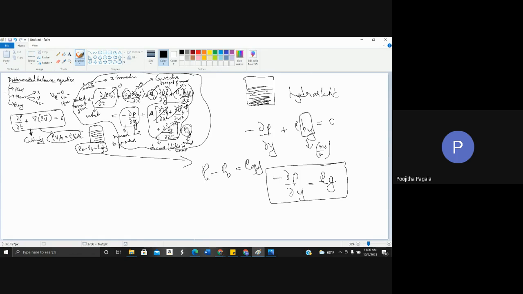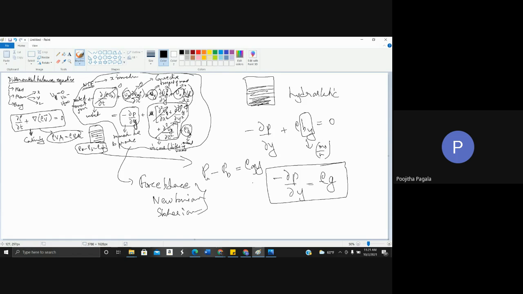So the Navier-Stokes equation is a differential momentum balance equation. In order to arrive at this Navier-Stokes equation, you essentially start with a force balance. And after making a force balance, you make several approximations. They include that the fluid is a Newtonian fluid, and the fluid is a Stokesian fluid. And these are the main assumptions which you make to arrive at this Navier-Stokes equation.